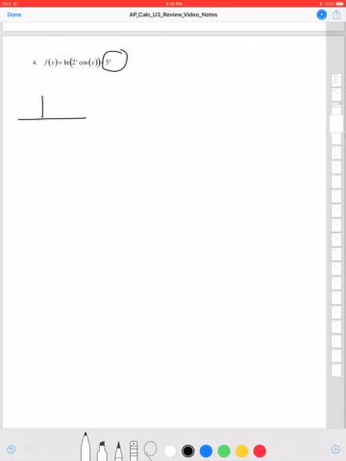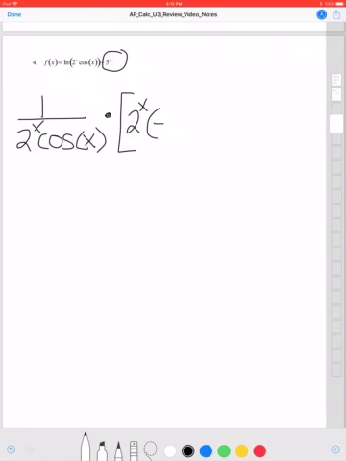Alright, the derivative of the natural log of anything is 1 over anything times the derivative of that anything. Alright, the derivative of that anything is going to require a product rule. We've got first times the derivative of the second. The derivative of cosine is negative sine. Plus the second times the derivative of the first.